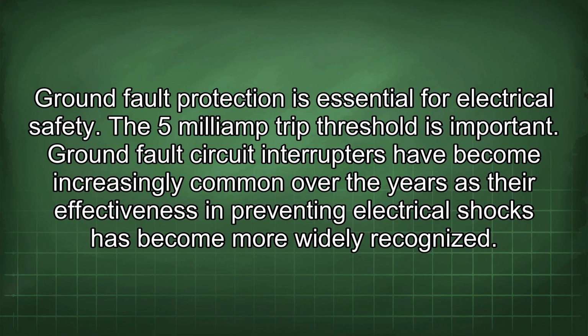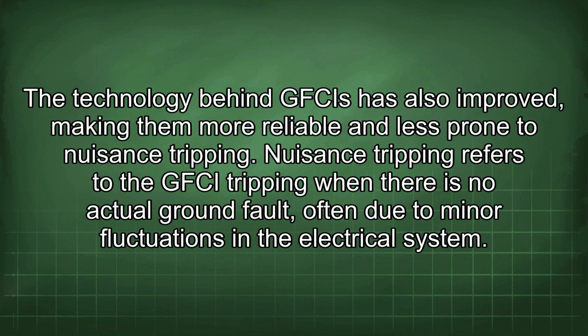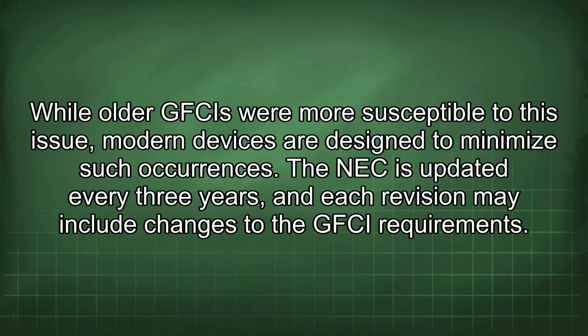Ground fault circuit interrupters have become increasingly common over the years as their effectiveness in preventing electrical shocks has become more widely recognized. The technology behind GFCIs has also improved, making them more reliable and less prone to nuisance tripping. Nuisance tripping refers to the GFCI tripping when there is no actual ground fault, often due to minor fluctuations in the electrical system. While older GFCIs were more susceptible to this issue, modern devices are designed to minimize such occurrences.